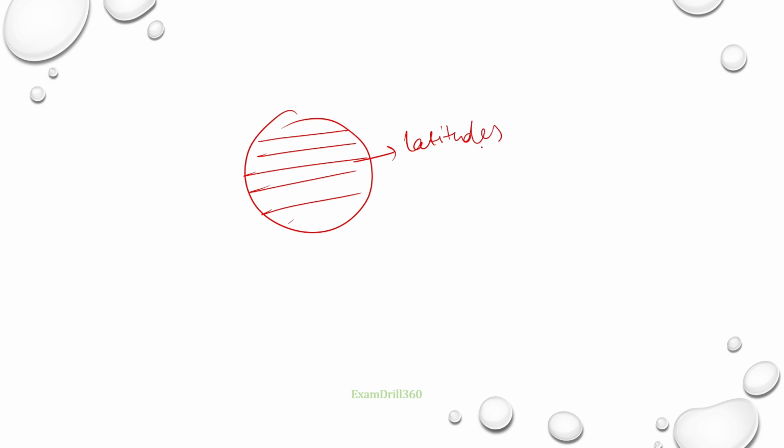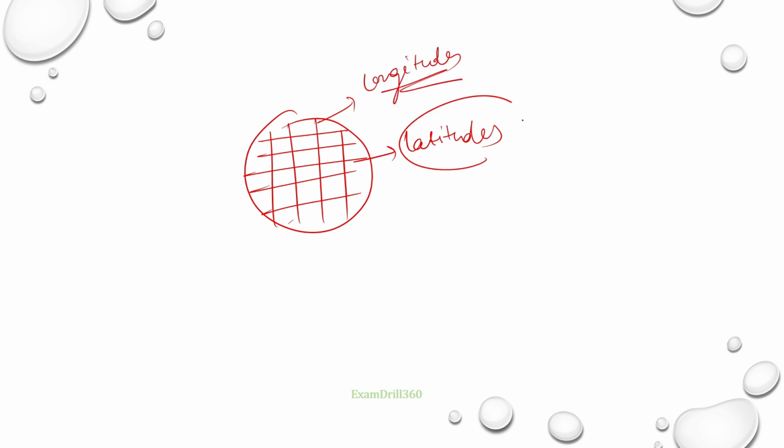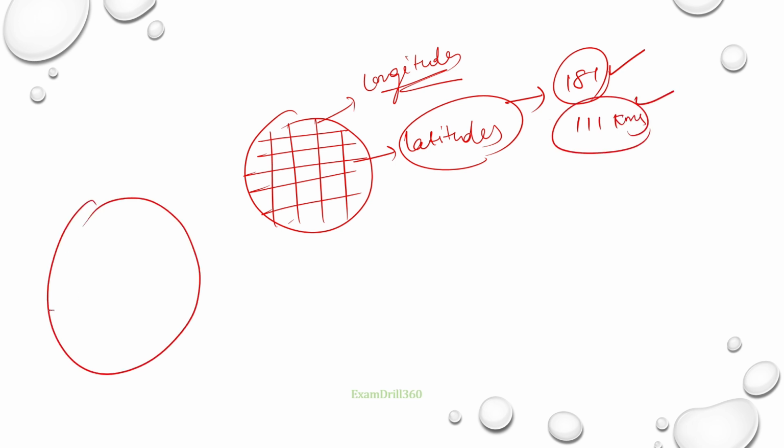So what is latitude and longitude? We know the horizontal lines are latitudes, and the vertical lines are longitudes. In total, how many latitudes are there? Total 181 latitudes are there. And the distance between two latitudes is 111 kilometers. And we know the 0 degree latitude is called the equator, right?